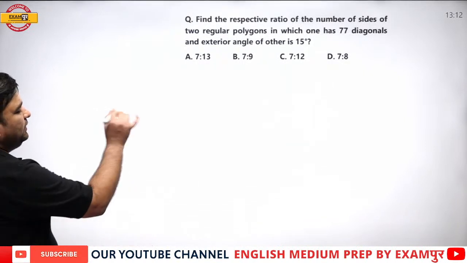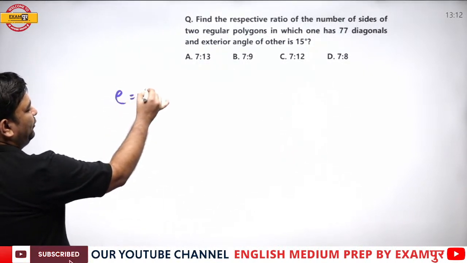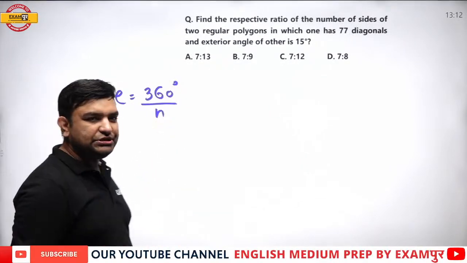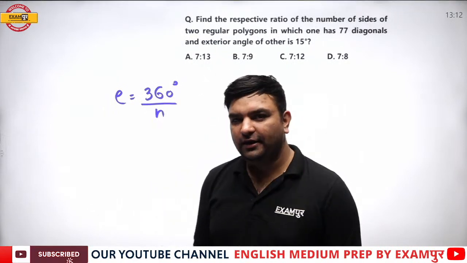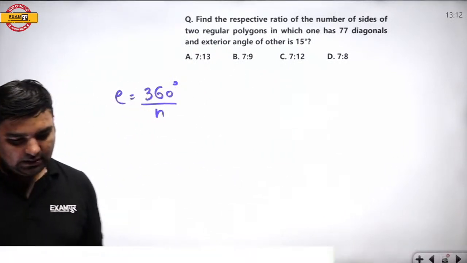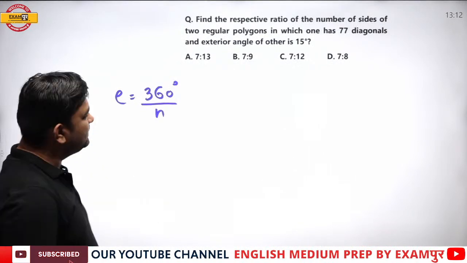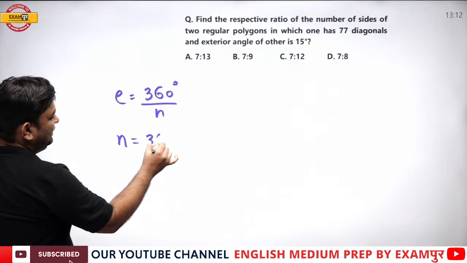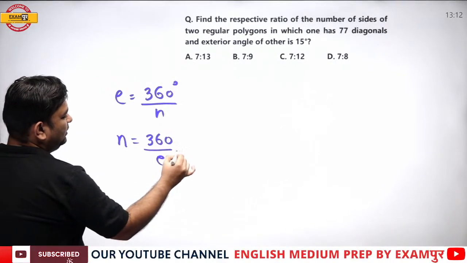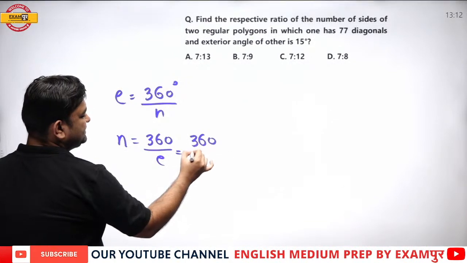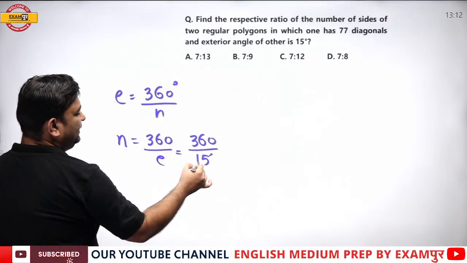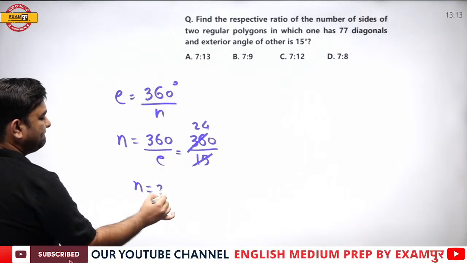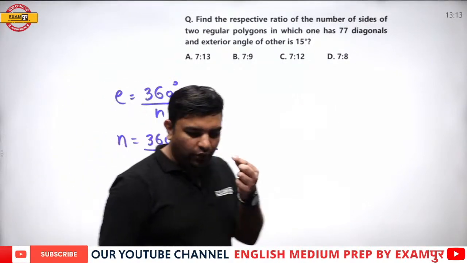Number of diagonals. First thing is that the exterior angle of any polygon is 360 degrees divided by the number of sides. So the number of sides is going to be 360 degrees over the exterior angle, which is 15, so 360 over 15. Number of sides is coming to 24.